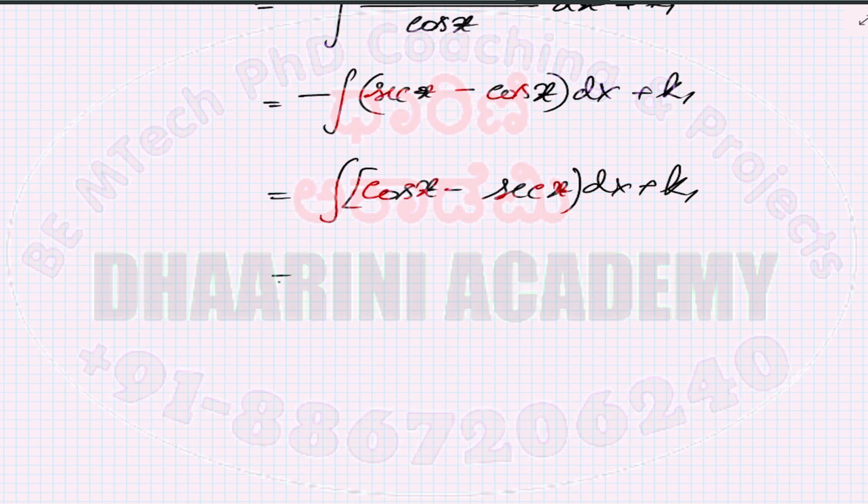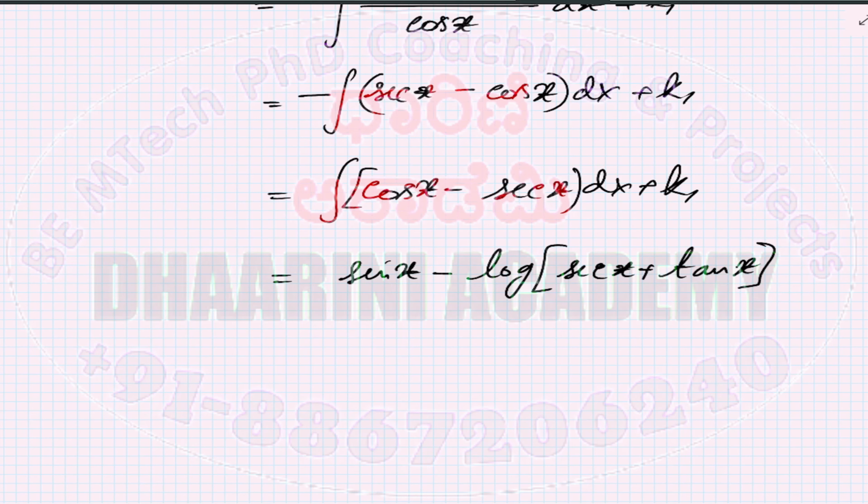So this is nothing but the first term is integration of cos x, that is sin x, minus integration of secant x. If you remember, integration of secant x is a standard function, that is log of secant x plus tan x, plus a constant k1. This is a. All right, similarly, now let us calculate b.